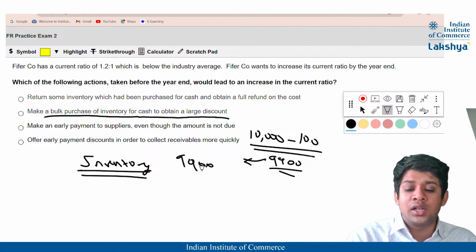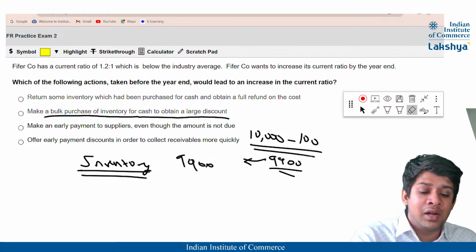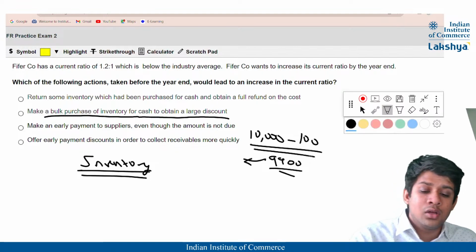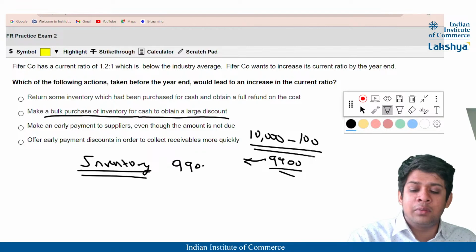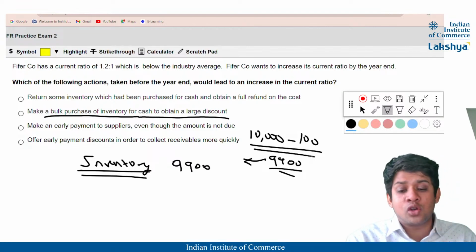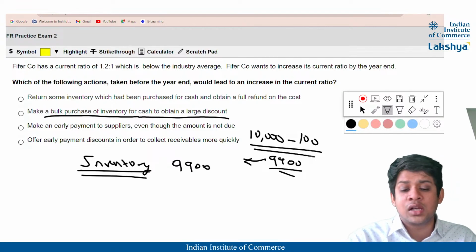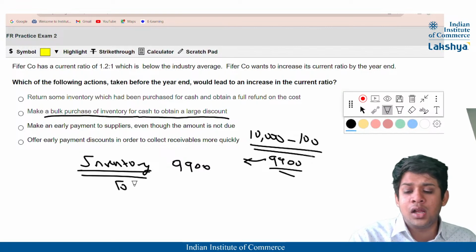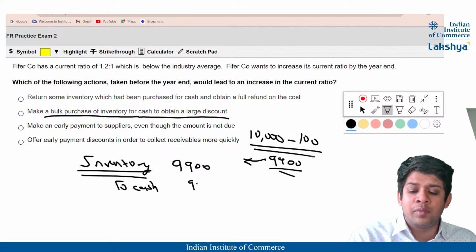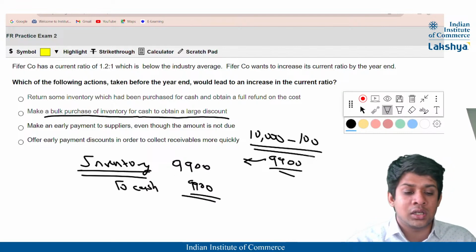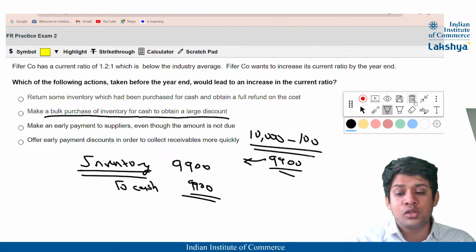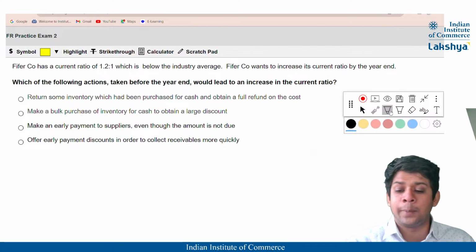So it's not like if I got a discount, then that will increase my inventory worth, right? Even though I get the inventory, it will be recognized at 9,900, its cost only, because trade discounts are deducted from the value of the inventory, and two, cash will go out of the business, 9,900. So it does not have an effect on the increase in the current assets. It is still the same. So the second option is also incorrect.